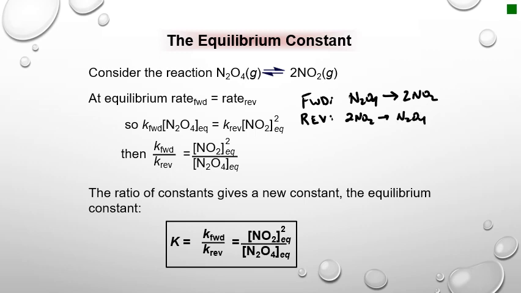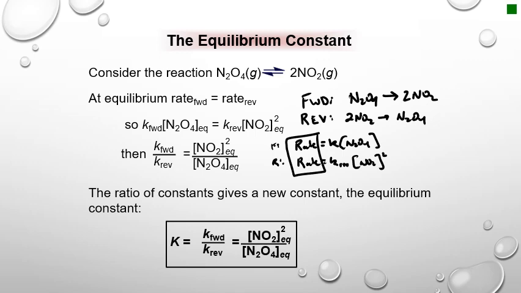If we were to use our kinetics information and write out our rate laws, we would say that the rate of the forward reaction is equal to k times the N2O4 concentration raised to the first power, and the rate for the reverse reaction will be equal to k reverse times the NO2 concentration squared. We could then rearrange our equation, knowing that the two different rates are equal to each other, and set both of our rate expressions equal to each other.